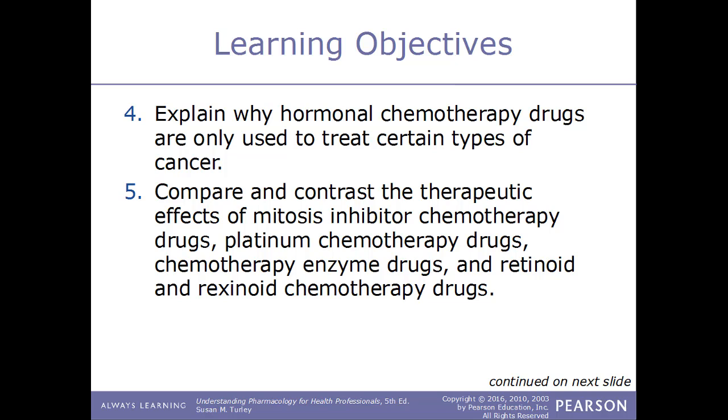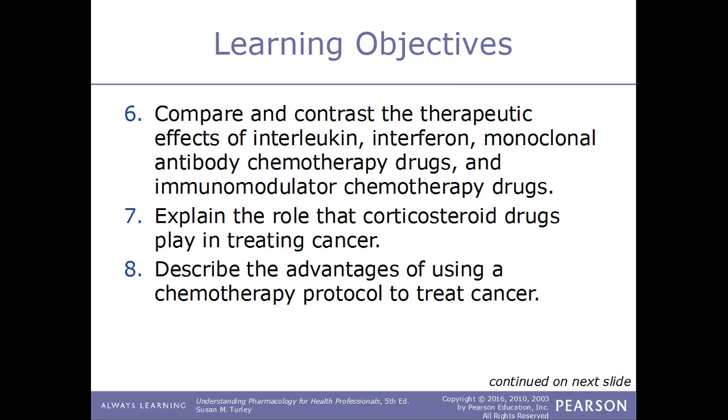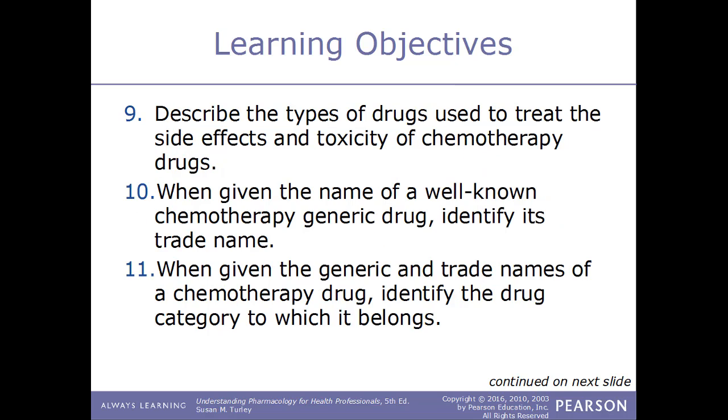Compare and contrast the therapeutic effects of mitosis inhibitor chemodrugs, platinum chemodrugs, chemotherapy enzyme drugs, and retinoid and Rexinoid chemotherapy drugs. Compare and contrast the therapeutic effects of interleukin, interferon, monoclonal antibody chemotherapy drugs, and immunomodulator chemodrugs. Explain the role that corticosteroid drugs play in treating cancer. Describe the advantages of using a chemotherapy protocol to treat cancer. Describe the types of drugs used to treat and the side effects and toxicity of chemotherapy drugs.